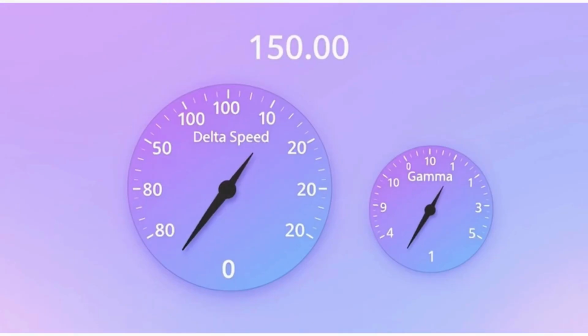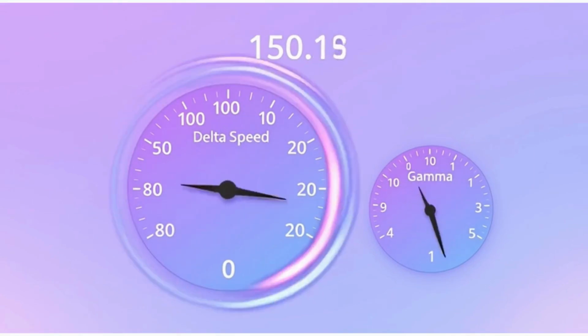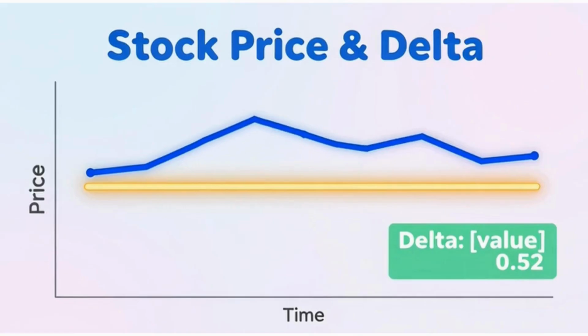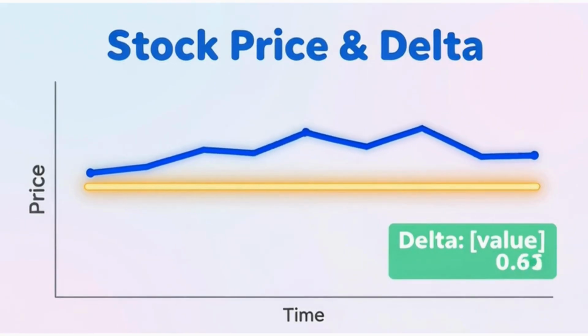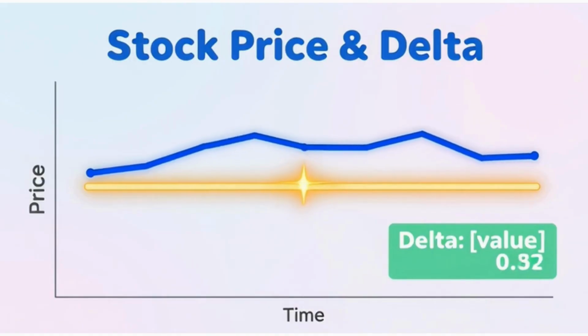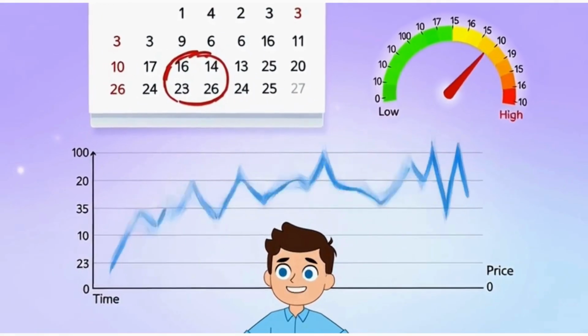Gamma. Gamma measures how fast delta changes when the underlying asset moves. If delta tells you the speed, gamma tells you how quickly that speed is increasing or decreasing. Options that are close to the strike price usually have the highest gamma. That means their delta can shift rapidly with small market moves.